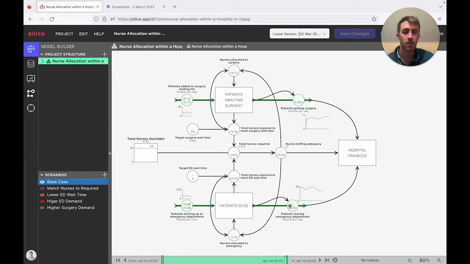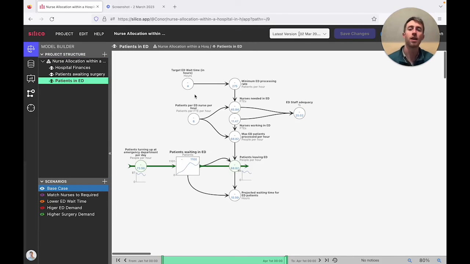But once those patients are treated, that then triggers the financial aspects of the hospital, which is also affected by the staffing levels. And what we can do is just click into here to see how we determine the actual nurses allocated to the department, and how that then determines the patients that get treated on an hourly basis. So we can see here that the target wait time is 4 hours for the ED department, and what we're saying is that if there is, in this case, 1100 at the end of the simulation period, there's 1100 patients waiting in the ED department.